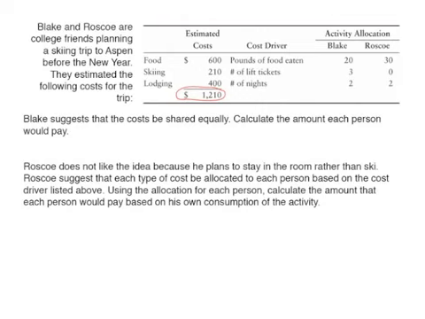$600 being for food, $210 being for skiing, and $400 being for lodging. And they determined that there's a cost driver for each one of these activities. For food, the cost driver is pounds of food eaten.